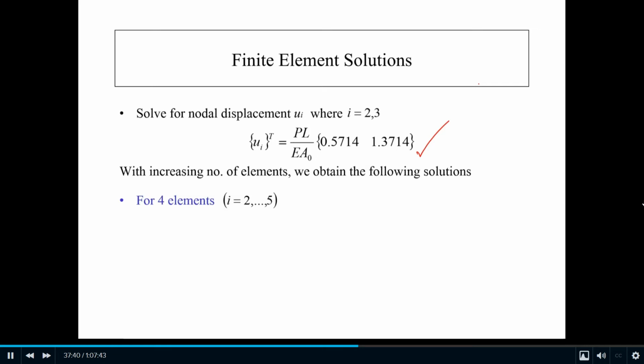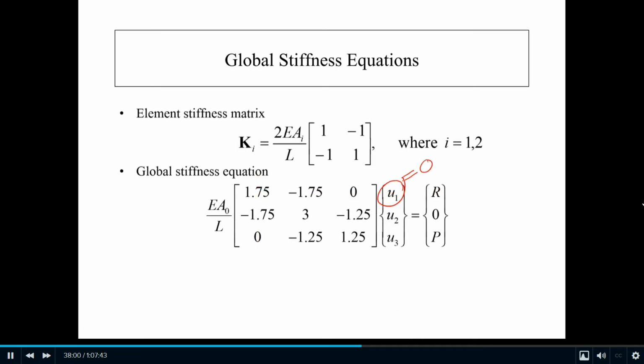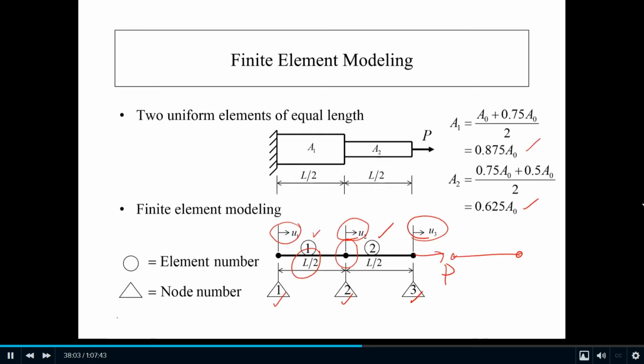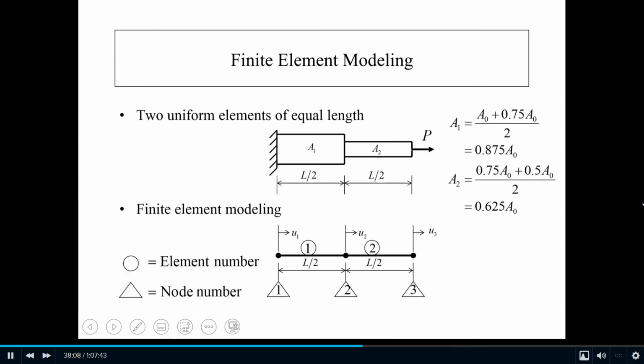If you want, let's look at this first. You have a solution for 2 elements. This and this are the solutions: this is U2, right? This is U3, right? It means that after you solve this, this is U2, this is U3, and this is the only thing that you have from FEM.